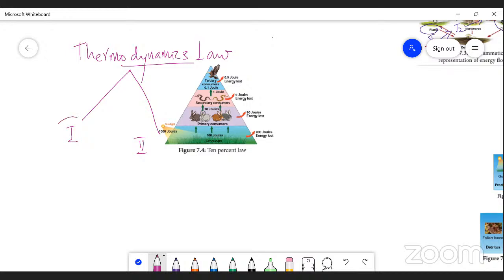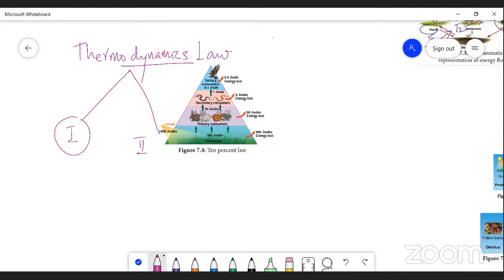According to thermodynamics law one, energy is a constant or stable; energy cannot be destroyed, but one type of energy can be transferred from one system to another system. This is called thermodynamics law 1. I repeat once again, thermodynamics law 1.